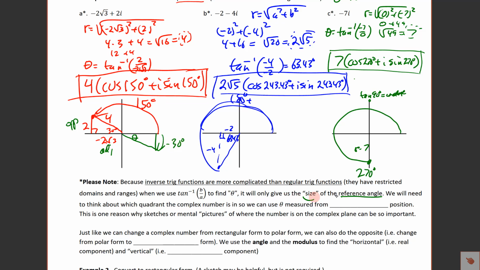So it'll give us the size of the reference angle, and this is where it's important to think about our sketches and the mental pictures that we've drawn here. Which quadrant is the complex number in, so we can use that theta that we found to measure the angle from standard position. So I'm going to write standard position right here. And again, those mental pictures are going to come in really handy.